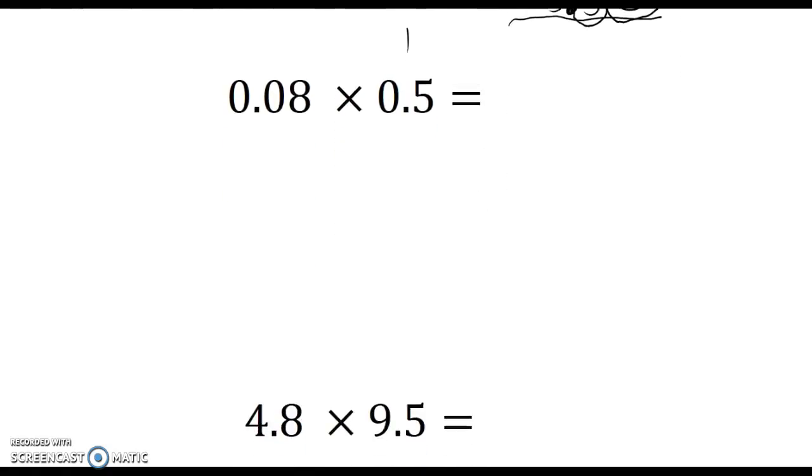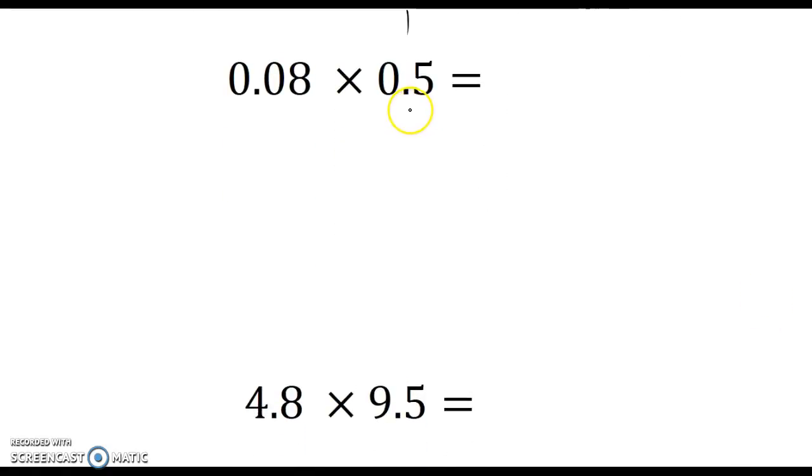Let's look at this one right here. Now, once again, 5/10 is equal to 1/2. So this is really saying that I have 1/2 of a group of 8/100ths. Now, if I think about that, half of a group of 800 would be 400, so half of a group of 800ths would be 400ths. So that's going to be my estimation, and let's see if we actually get that as an answer.